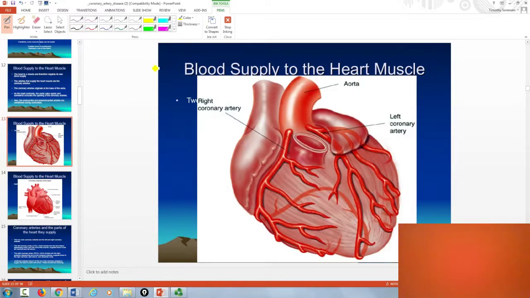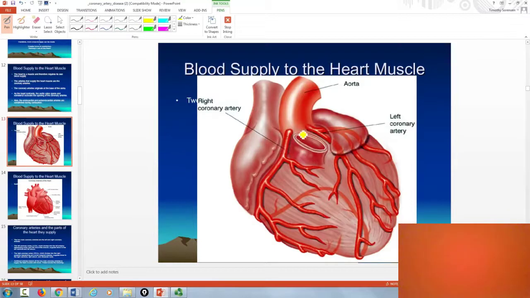So again, if you remember, the heart is a muscle and it requires oxygenated blood in order to contract and pump blood to your body and your lungs, right? So there are two main coronary arteries that come off the base of the aorta. So make sure that you watch that video, how the myocardium receives its blood supply, before you watch this video.